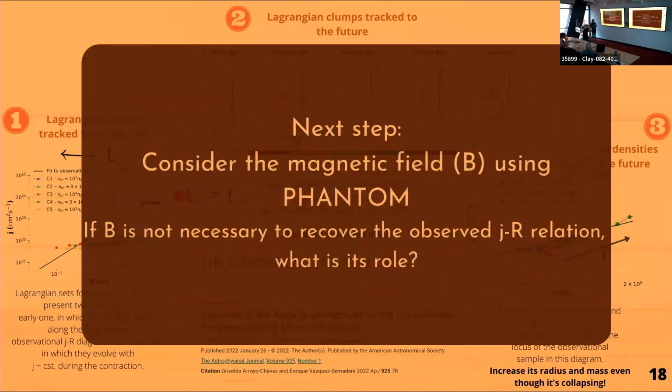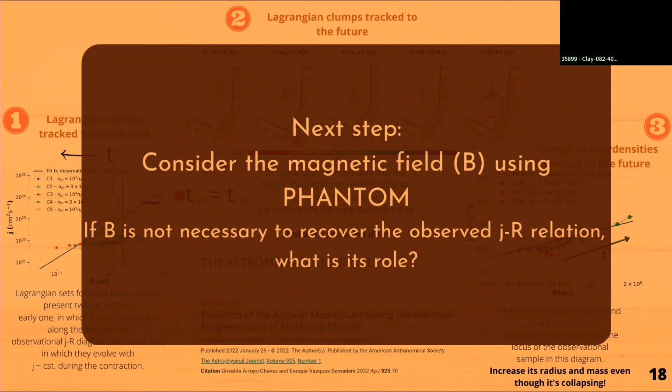But what is the next step? Well, the next step is to consider magnetic fields, but here the key question is, if the magnetic field is not necessary to recover the observed J-R relation, what is its role?